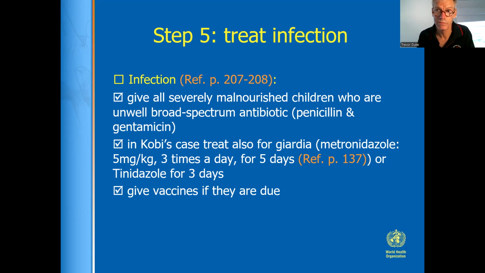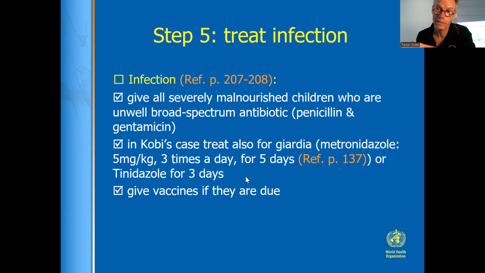So you should give all severely malnourished children broad spectrum antibiotics. So penicillin and gentamicin, or amoxicillin and gentamicin. You can look up the pocketbook for the doses on those. In Kobe's case, he also had Giardia, so he needed metronidazole, Flagyl, 3 times a day for 5 days. You can look that up, and tinidazole also covers Giardia. We would also usually give an anti-helminth like albendazole, which treats hookworm infestation and other parasites. We'd also give that, and if Kobe's due vaccines, then he should have those.